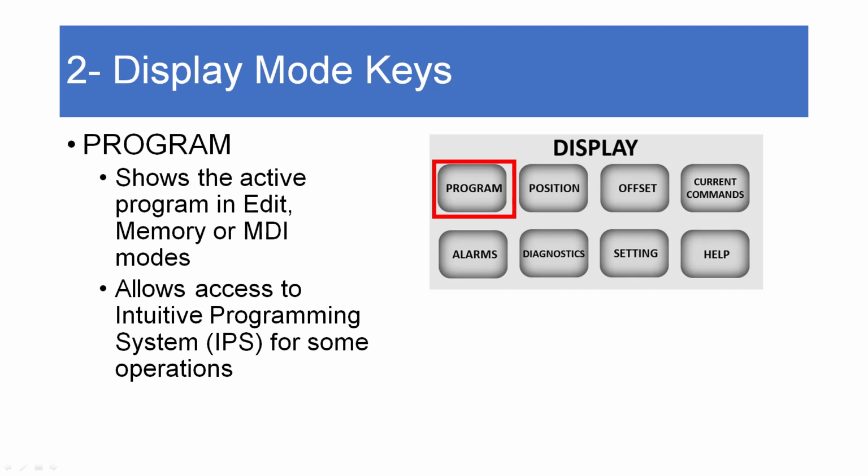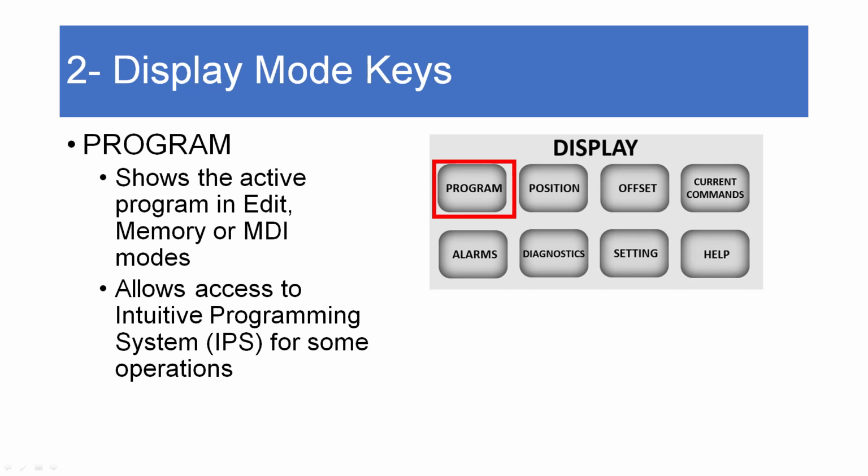Starting in the upper left corner is the program key. The program key will display the active program on the screen when in edit, memory, or manual data input modes. This key is also used for some intuitive programming system operations, which you'll learn about later.